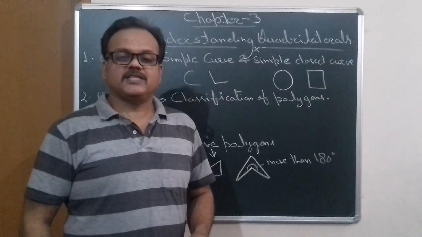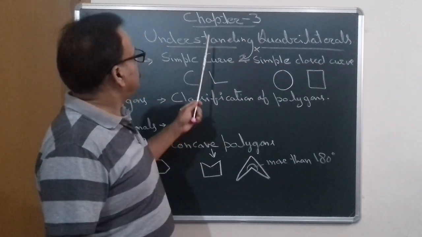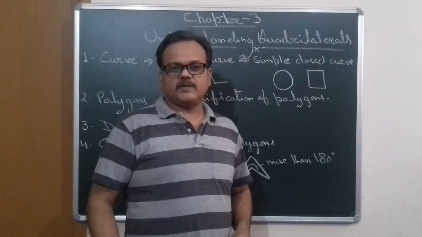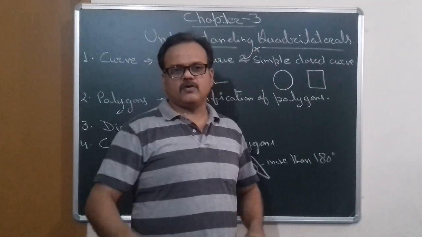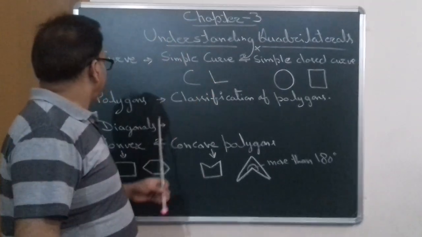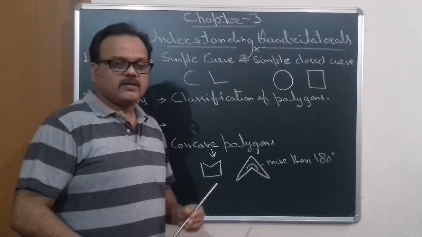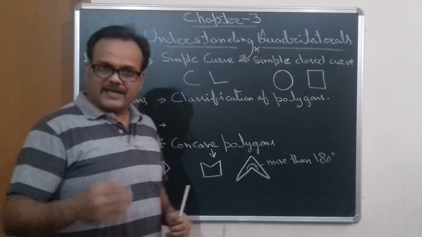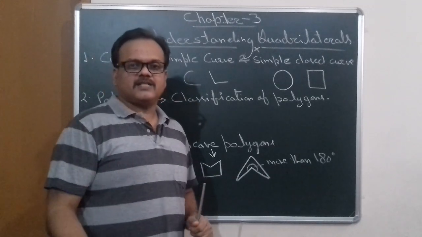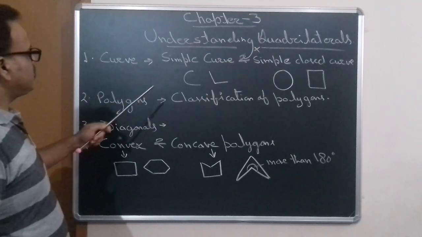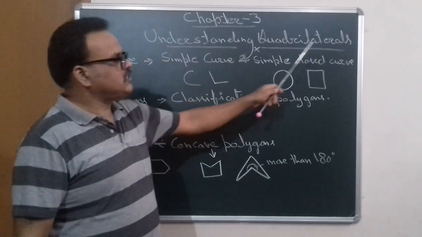Now we are starting chapter 3. Chapter 3 is understanding quadrilaterals. Before starting the chapter, we should recall the points which are used in this chapter. These are helpful to solve the exercise. So before starting the exercise, we should remember them.